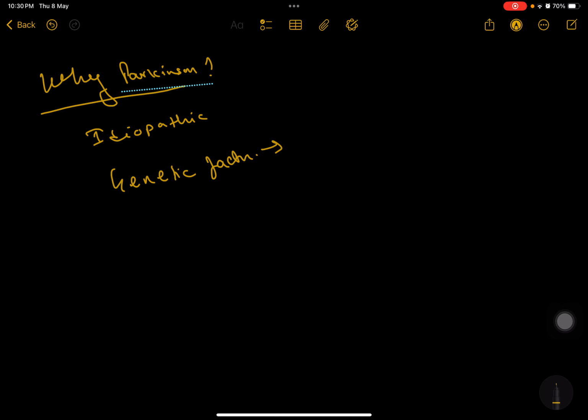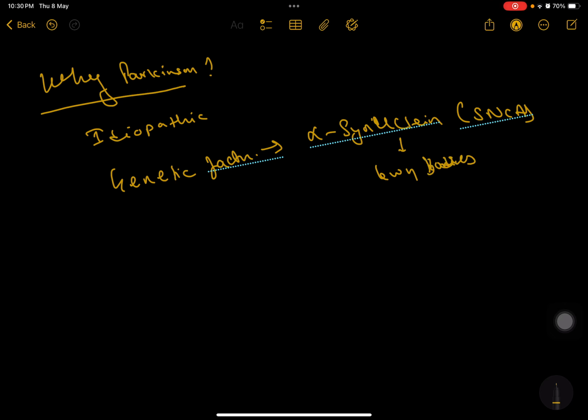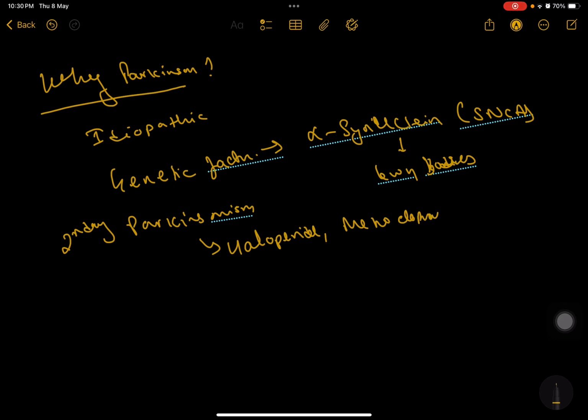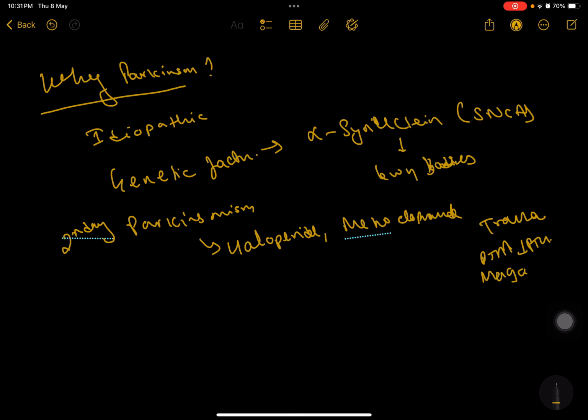In the genetic factor, there is alpha synuclein, known as SNCA, and there are Lewy bodies. There is also something known as secondary Parkinsonism. Secondary Parkinsonism is secondary to certain drugs like haloperidol and metoclopramide. It's also secondary to trauma, to an increase or decrease in the level of PTH, and to manganese. These are different factors which contribute to Parkinson's disease.